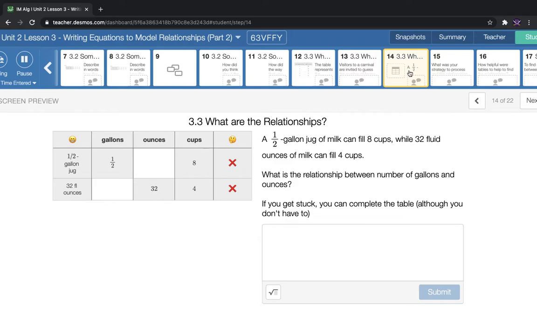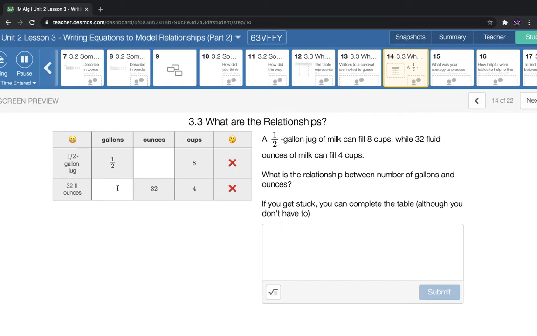A half gallon jug of milk can fill 8 cups, and 32 fluid ounces can fill 4 cups. What is the relationship between the number of gallons and ounces? If you get stuck, you can complete the table, although you don't have to. Let's see here. 32, it's 32 ounces.